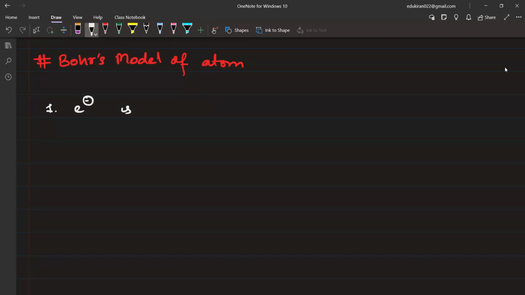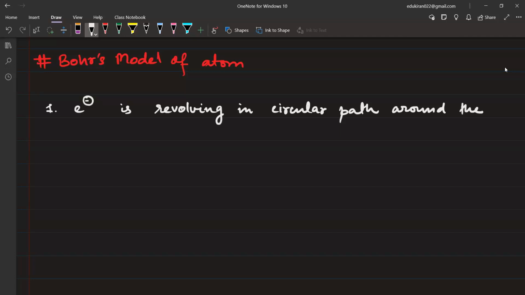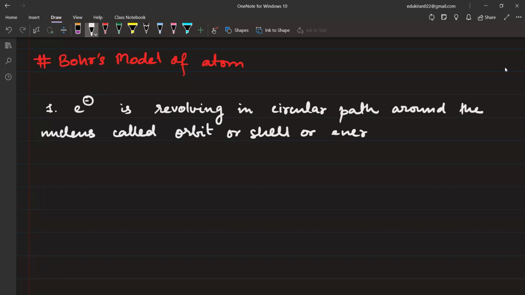Electron is revolving in a circular path around the nucleus, called orbit or shell or energy level. अच्छा, energy level क्यों कहा उसने?